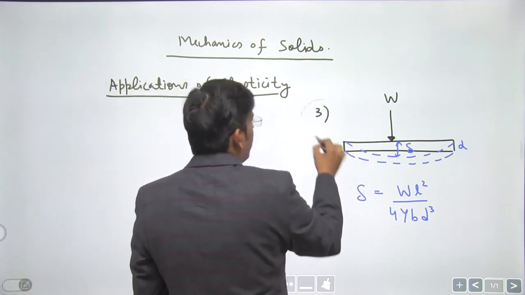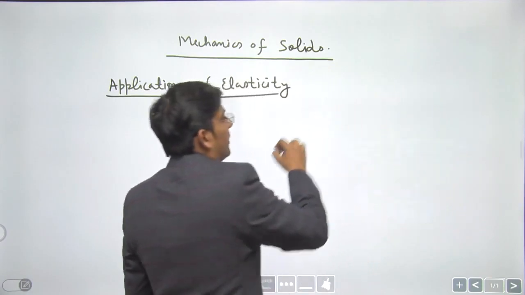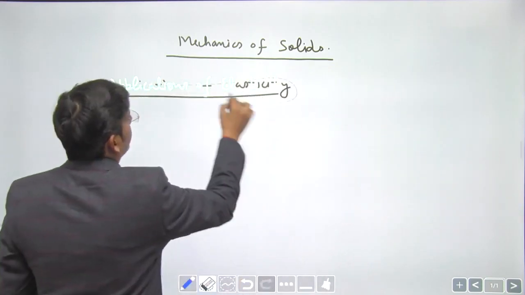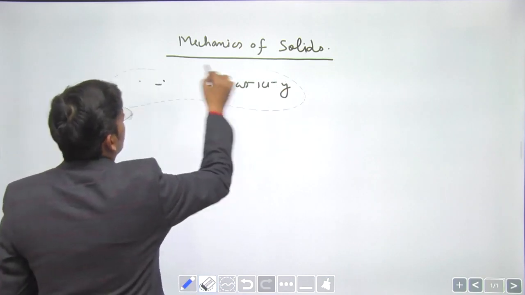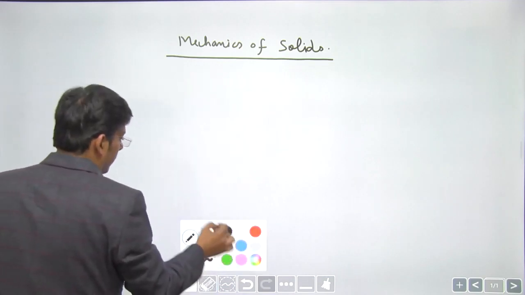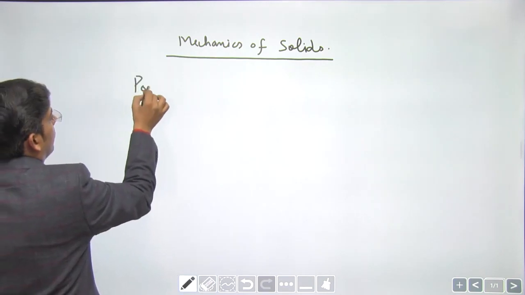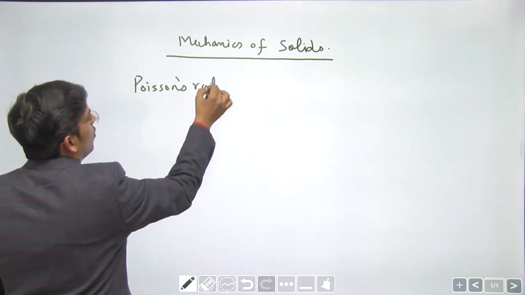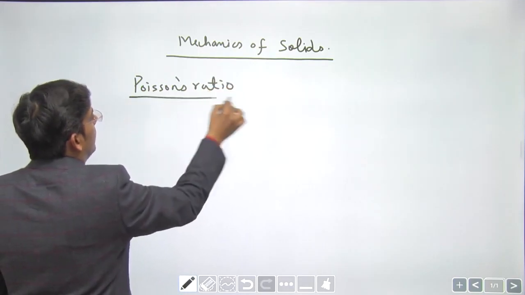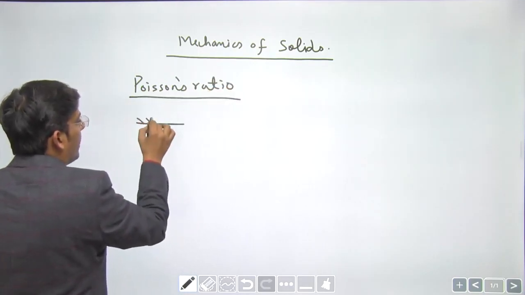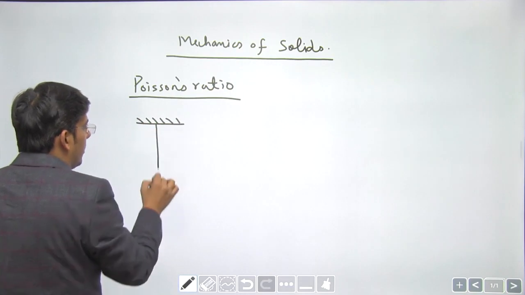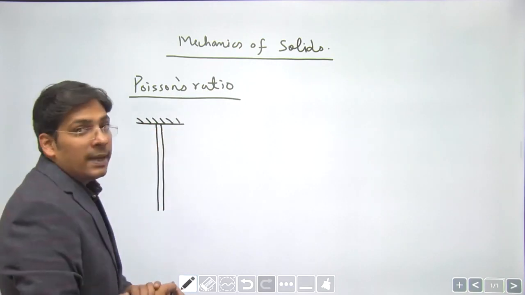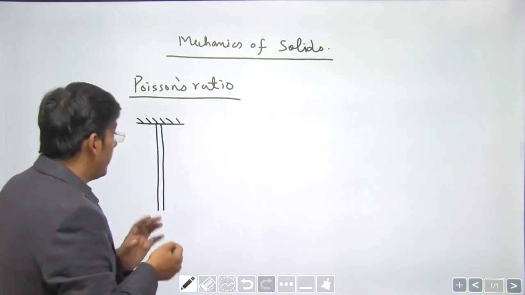So dear students, next topic is Poisson's ratio. See, we usually ignore the thinning of the wire. The wire obviously becomes thin when we apply some load, but actually it is not the case.